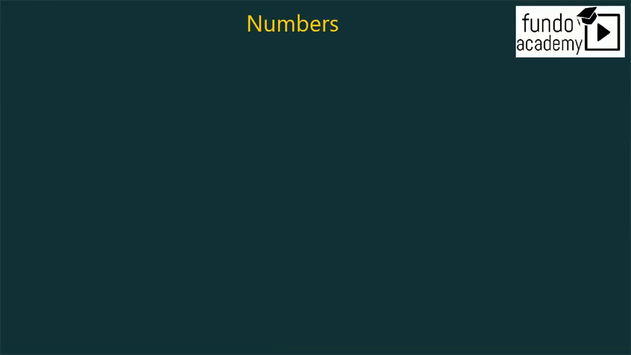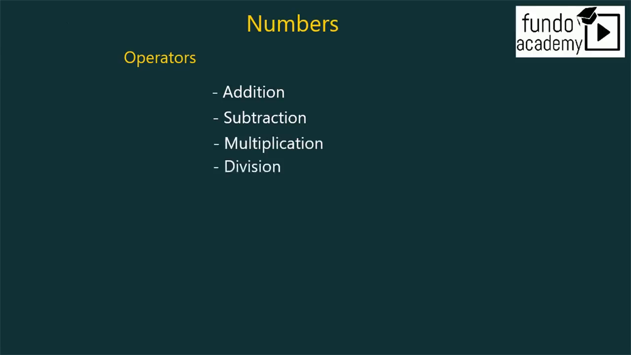Now in numbers we know that we have 4 operators. Now these 4 operators are addition, subtraction, multiplication, and division. So these are our 4 operators here: our addition, subtraction, multiplication, and division. Now what's most important for us to know is what we call the order of operations.